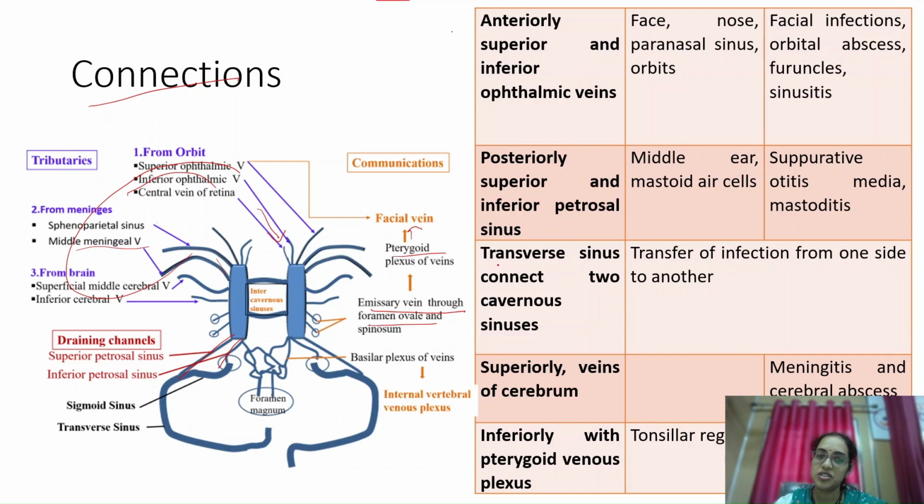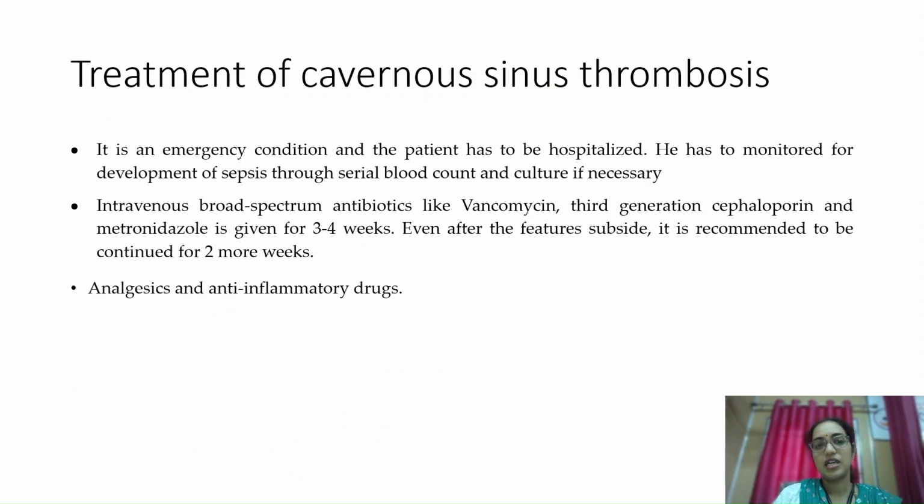So, there are connections between the either sides of the cavernous sinus. So, that is why it tends to be bilateral very soon. Then superiorly, the veins of the cerebrum drain into the cavernous sinus. So, meningitis and cerebral abscesses can also lead to cavernous sinus syndrome. Inferiorly, we have the pterygoid venous plexus, which transmits infection from the tonsillar region. So, peritonsillar abscesses can also cause cavernous sinus infection. So, what is the treatment of this condition? It is an emergent condition and the patient has to be hospitalized.